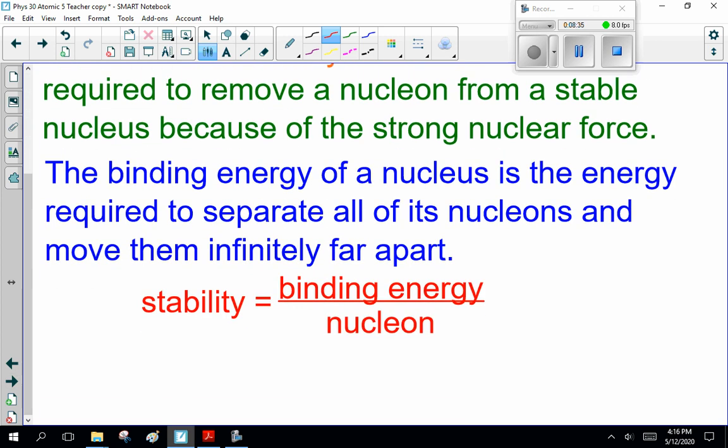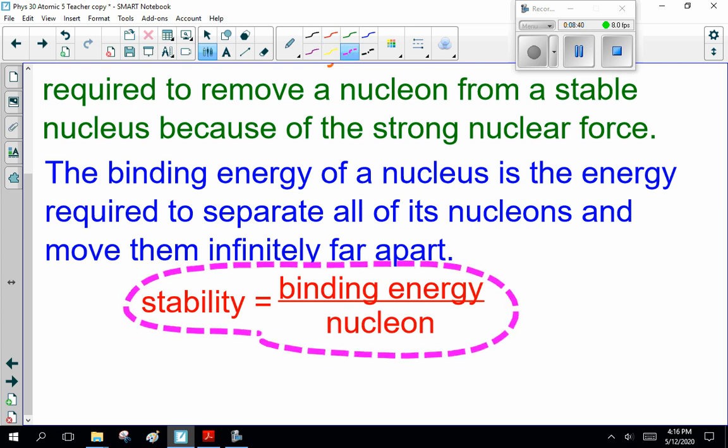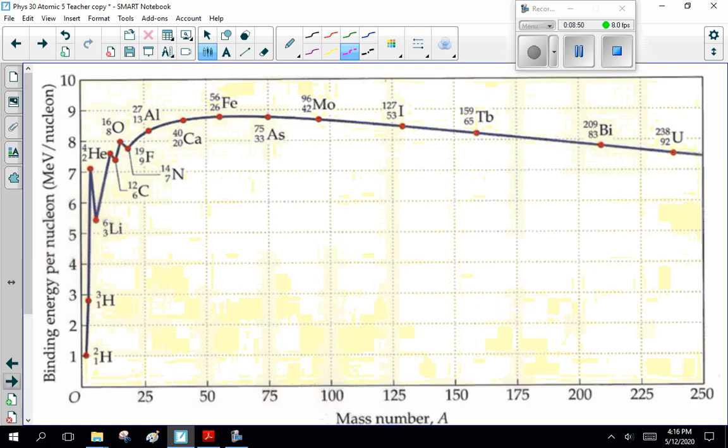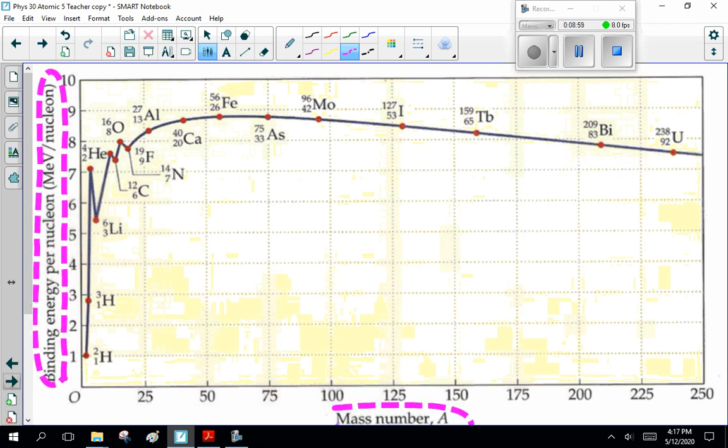Now, the stability is the binding energy divided by the number of nucleons. So this is a nice way, and actually an accurate way, to see how stable various nuclei are. On your notes here, not the clearest picture, is binding energy per nucleon versus the mass number, and you'll see we have stability. The highest part is right up around here, iron.